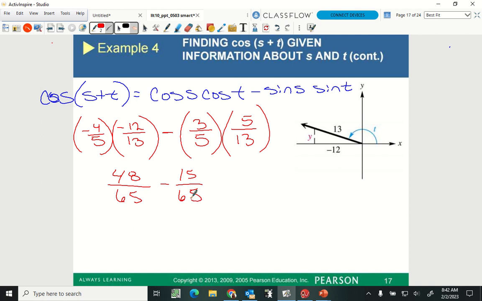Do they have common denominators? Yes, they do. So I can do the top, right? Yeah, you can subtract. And what do I get? 33 over 65. That's it. Now, is that so bad? No.